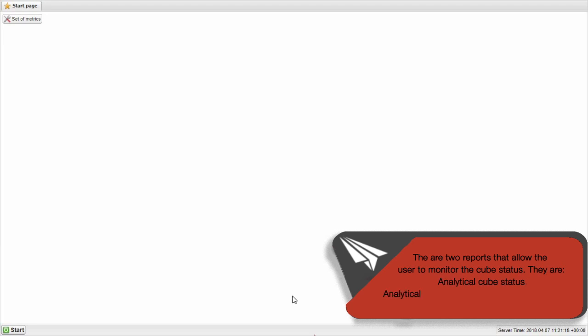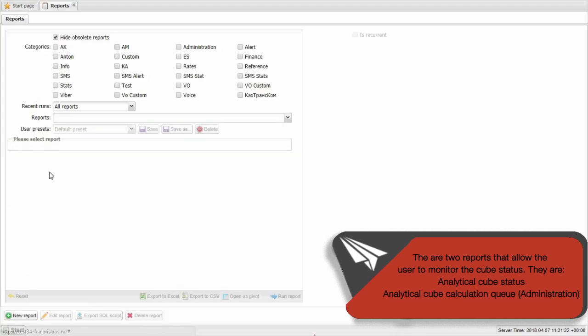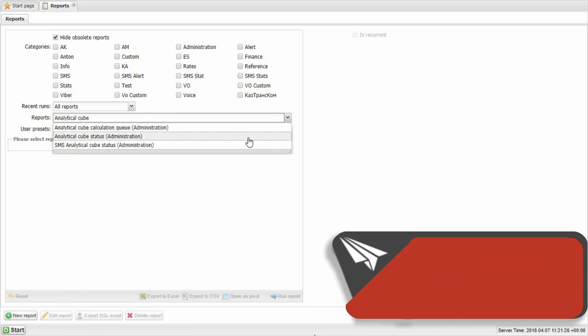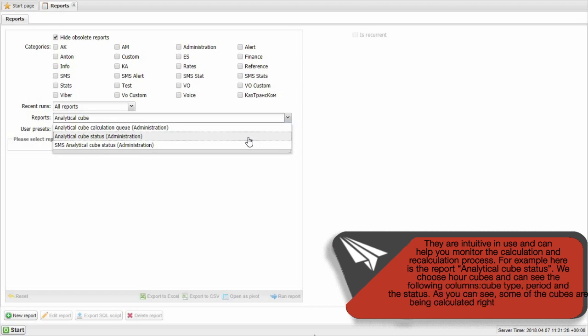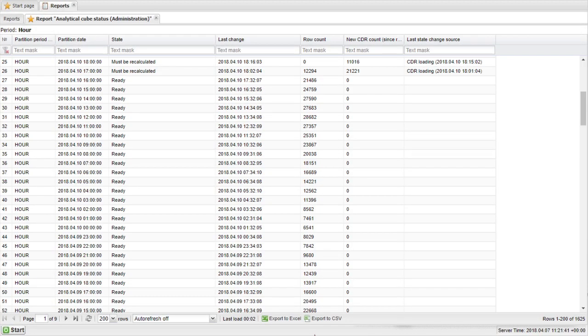There are two reports that allow the user to monitor the cube status: Analytical Cube Status and Analytical Cube Calculation Queue. They are intuitive in use and can help you monitor the calculation and recalculation process. For example, here is the report Analytical Cube Status. We choose our cubes and can see the following columns: cube type, period, and the status.